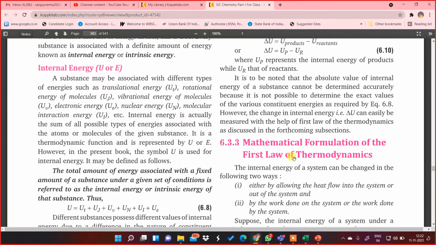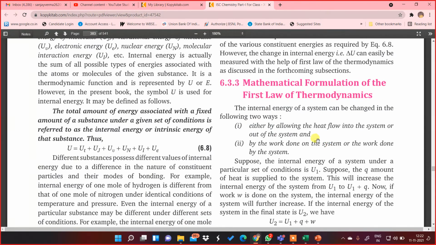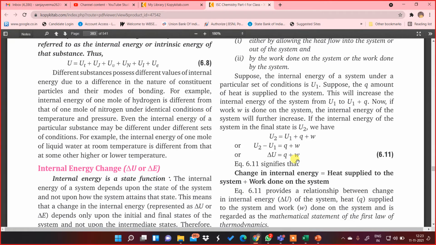Okay, that is easy. Now after understanding internal energy, we can formulate mathematically the first law of thermodynamics. The internal energy of a system can be changed in the following two ways: either by allowing heat to flow into the system or out of the system, or by work done on the system or work done by the system. So there are two possibilities over here. Based on this, consider the internal energy of the system under a particular set of conditions to be U1. Then suppose Q amount of heat is supplied to the system. We are giving heat to the system.